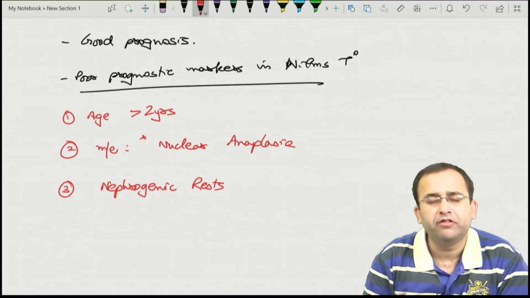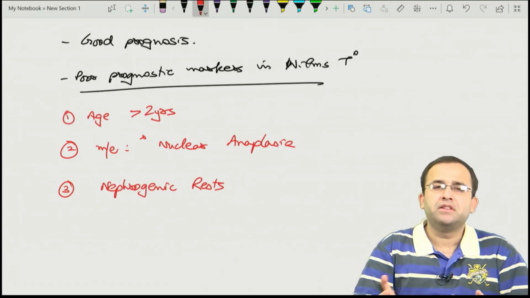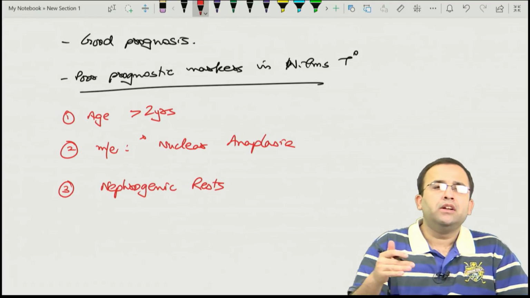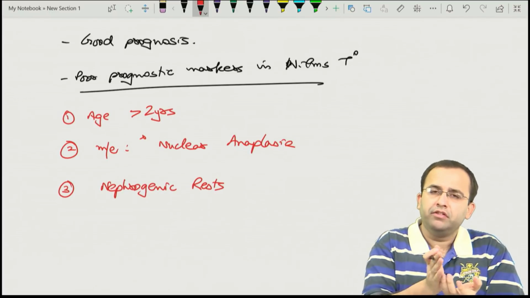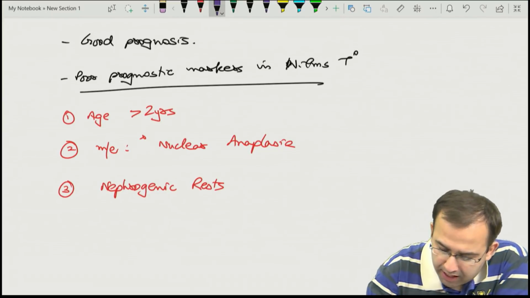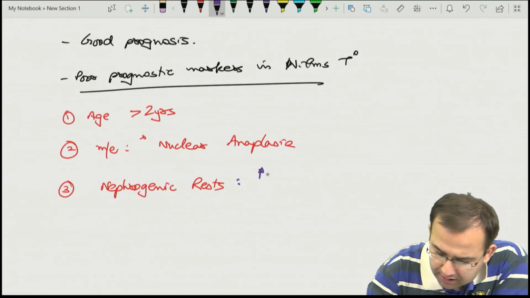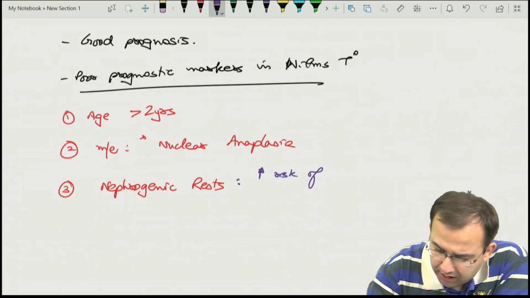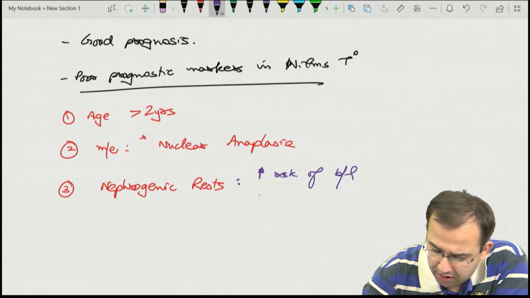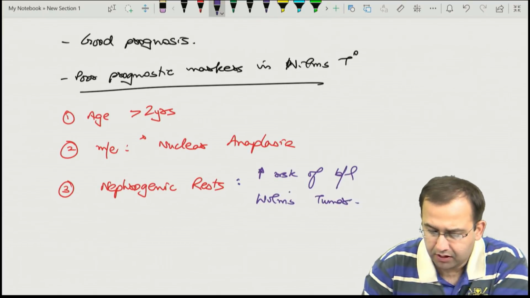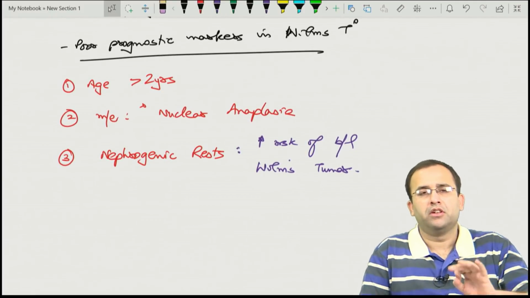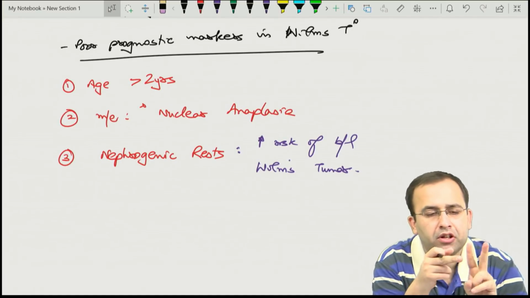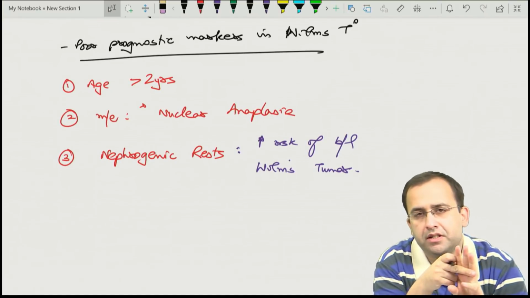And the last is presence of nephrogenic rests. When we were neonates, they were present in all of us. They normally disappear by the age of 1 year. In a child with Wilms tumor, if nephrogenic rests are present, it increases the risk of bilateral Wilms tumor. So there are 3 poor prognostic factors: age, nuclear anaplasia, nephrogenic rests.